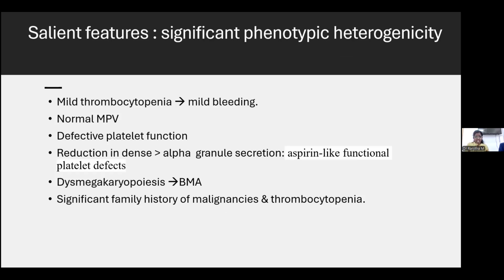So what are the salient features? There is significant phenotypic heterogeneity, as we have seen in our child as well. They usually present with mild thrombocytopenia with mild bleeding profile and normal MPV with defective platelet function. Why? Because there is reduction in the granule secretion, more of dense than the alpha granules, and hence they have aspirin-like functional defects. And sometimes dysmegakaryopoiesis can be noted on bone marrow evaluation. And significant family history of malignancy and thrombocytopenia should alert a clinician to this diagnosis.